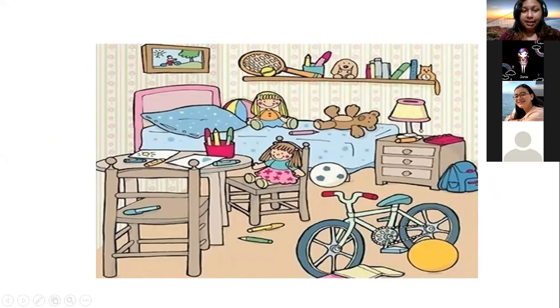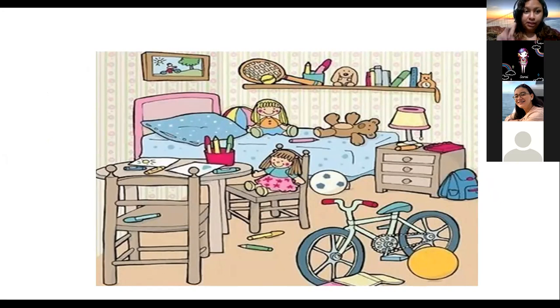Where is the lamp? Who has the answer? The lamp is on the table. On the night table. Good. Night table. Awesome. Okay, les estoy mandando las oraciones al chat. Very good. The lamp is on the night table. Good job.